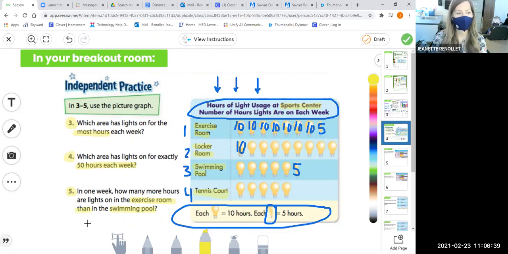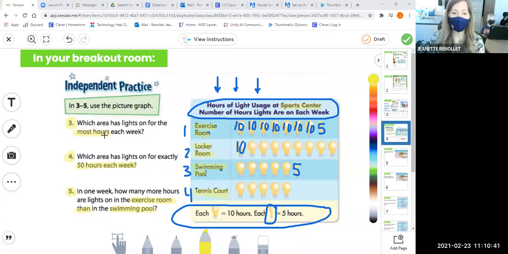Remember that word "than" is a comparison. How many more hours are lights on in the exercise room than the swimming pool? You're going to compare them and see how many more in the exercise room. We're going to go into a breakout room for 2 minutes. I want you to use your graph, use the data to try to answer these 3 questions.